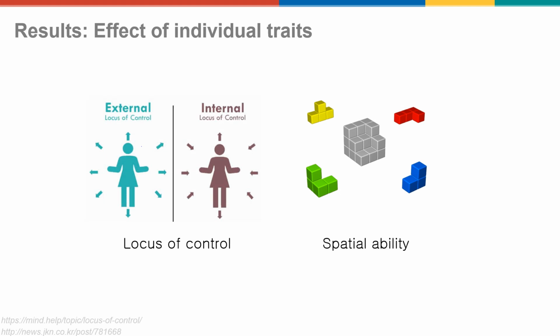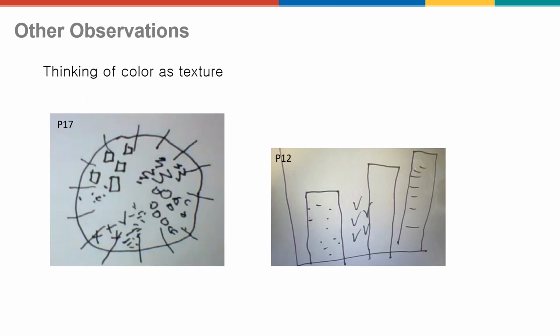We found that participants with a more external locus of control and with a higher spatial ability performed better on the question answering task. This is consistent with prior findings with sighted users. However, the 2 traits did not reliably impact their performance on the drawing task. Here are some other observations that can guide the design of future systems. Many participants were more comfortable with thinking color as texture. These drawings show that they use texture to indicate color.